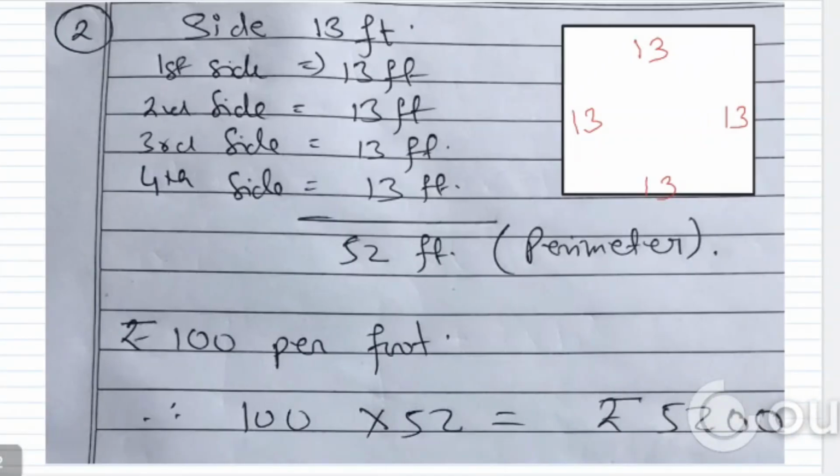Now there is a square. See question number 2. One side is 13. The good thing about a square is that all four sides are equal. That means if this is 13, this is also 13, this is 13, this is 13. So all four sides are 13, 13, 13, 13. If I add all four 13s, I'll get 52 feet. This is the perimeter.